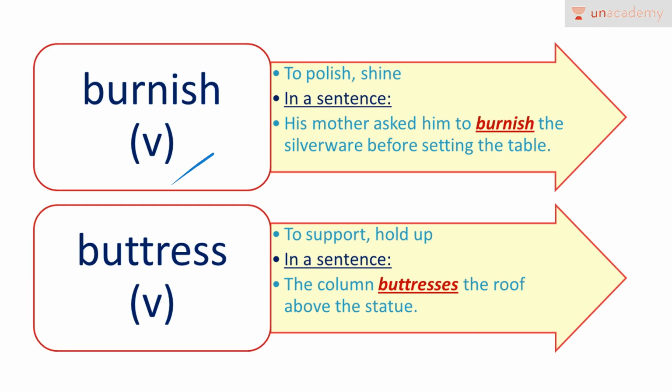Next, burnish is a verb. In a definition it will read, to polish, shine. In a sentence it will read, his mother asked him to burnish the silverware before setting the table. Next on is buttress, a verb defined as to support, hold up. So in a sentence it will read, the column buttresses the roof above the statue.